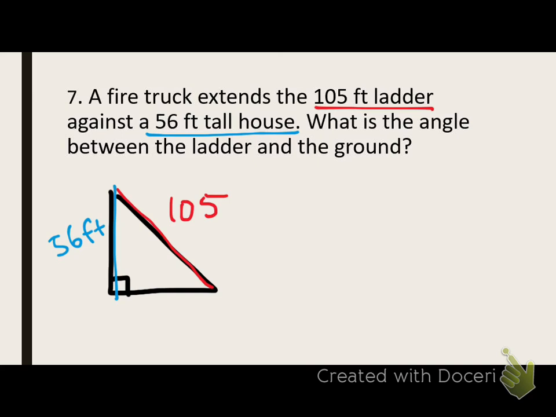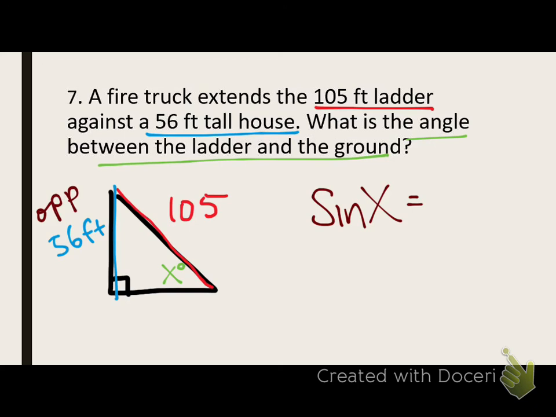And then what is the angle? So we're finding an angle. What is the angle between the ladder and the ground? So that's going to be your angle of elevation. We're given two sides. We're going to use a trig ratio. Which one are we going to use? Sine. I called it x. It doesn't really matter what you call it. But opposite is 56 over the hypotenuse, 105.